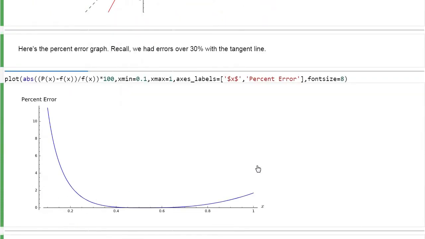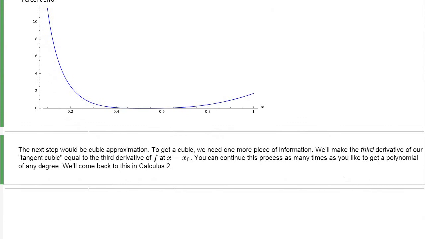Here's the percent error graph. And remember, with the tangent line on the same window, x roughly 0 to 1, we had errors that went over 30%, the percent error, and now it's like 12%, so less than 12%. And again, close to the point of tangency, we got this kind of really flat area where the parabola is quite good here, close to your point of tangency, especially relative to your tangent line.